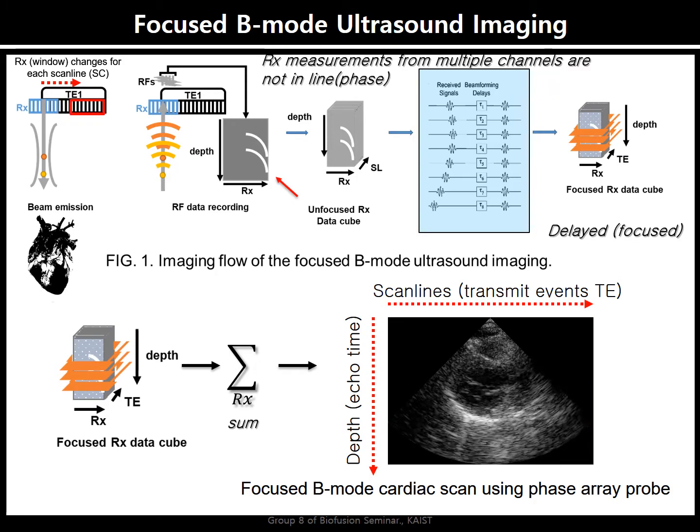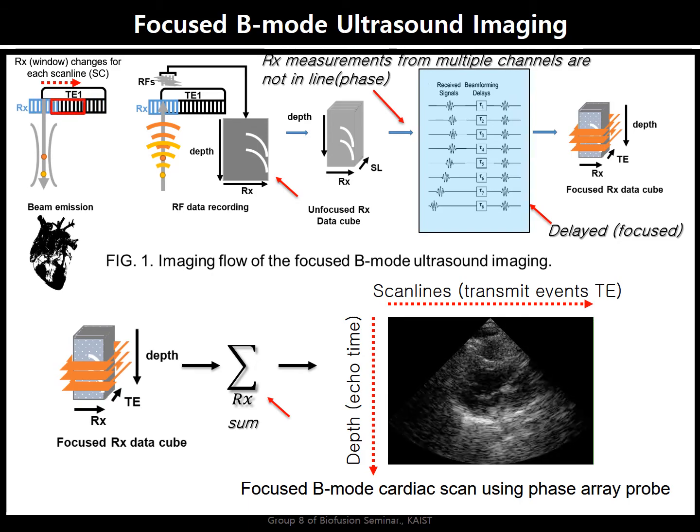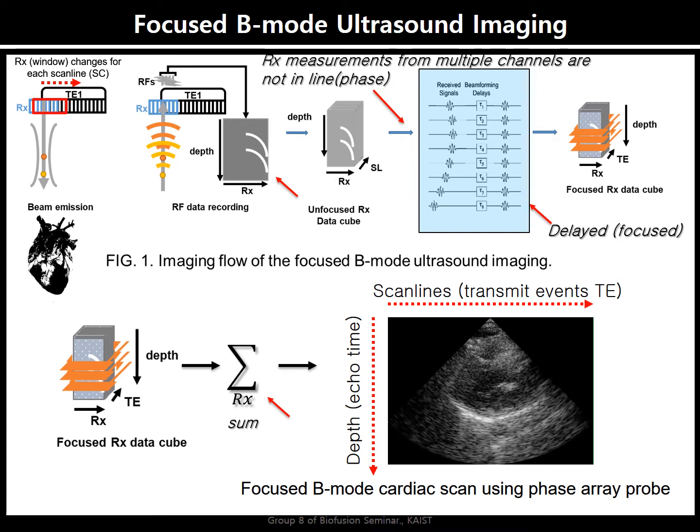For example, as shown in figure 1, in focused B-mode imaging, the return echoes from individual scan lines are recorded by the receiver channels. Since the receiver measurements from multiple channels are not in phase, a delay-and-sum beamformer applies a time reversal delay to the channel measurements and combines them to form the image at each scan line, as you can see in the arrows. By the way, the movie shown here is my own cardiac scan.